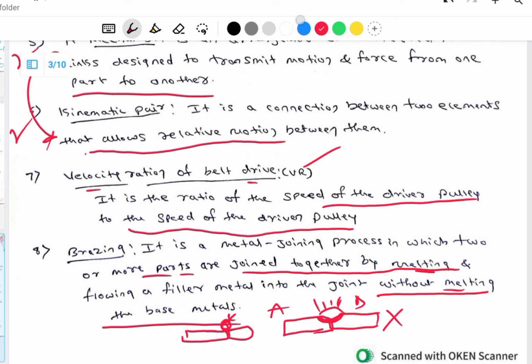Those. So this is how you can form the joint in brazing. So that is the important phrase: joining without the melting of the base metal. This term is important here.